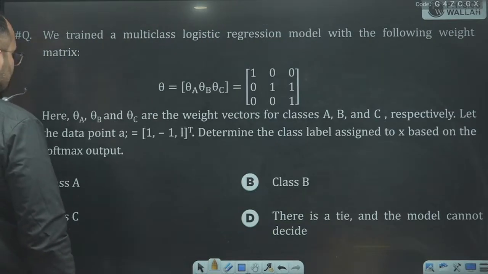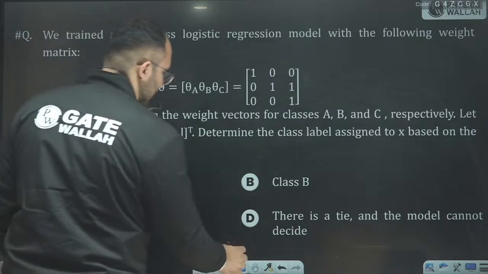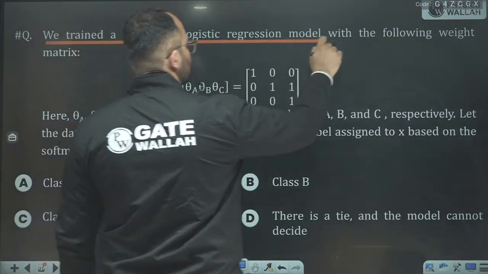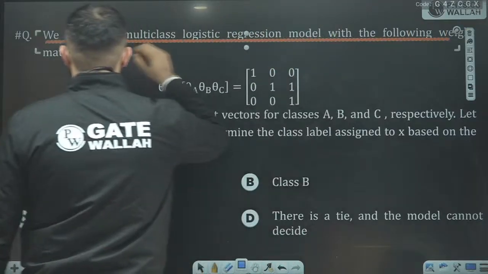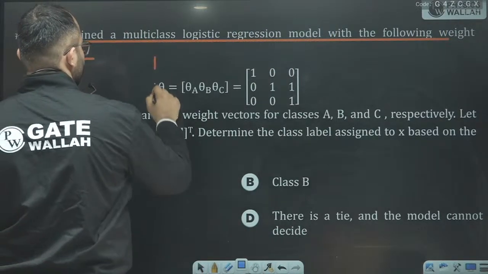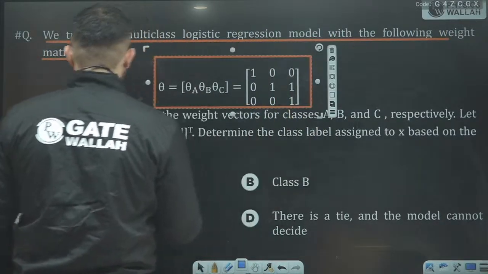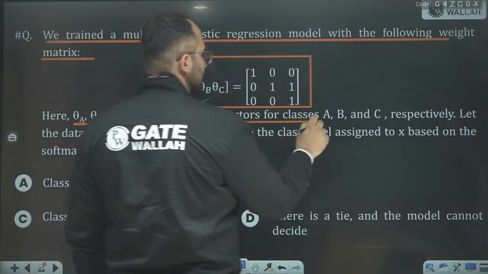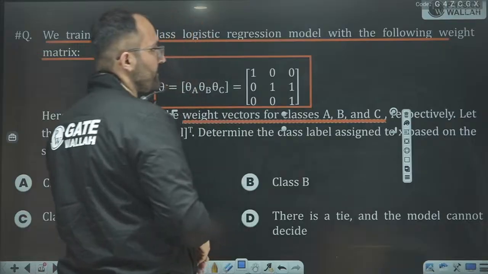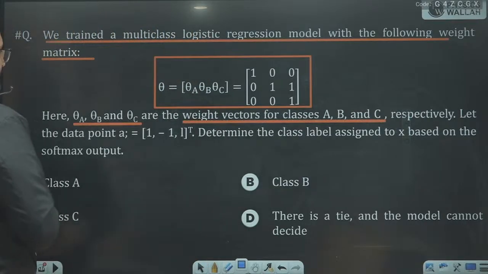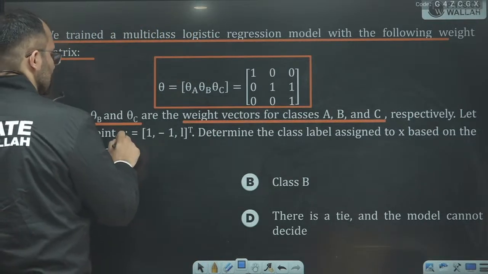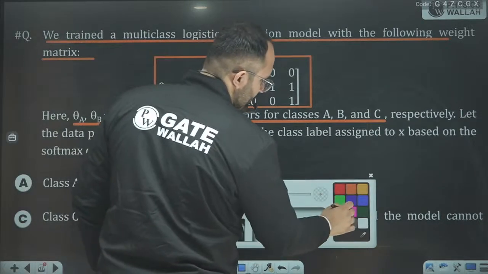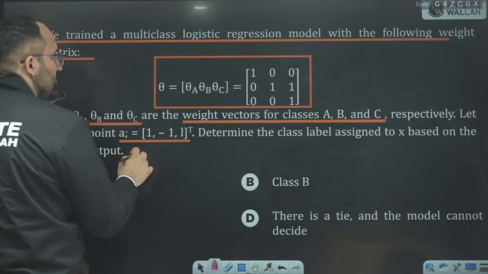Okay, now let's see. We trained a multi-class logistic regression model with the following weights. This is the weight matrix that is given to us. Theta A, theta B and theta C are the weight vectors for class A, B and C respectively. Let the data point be this. Determine the class label. So it is very easy for all of us.